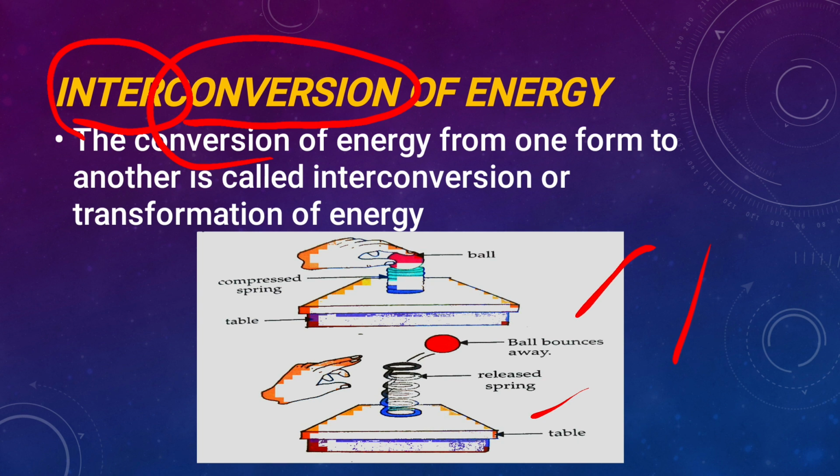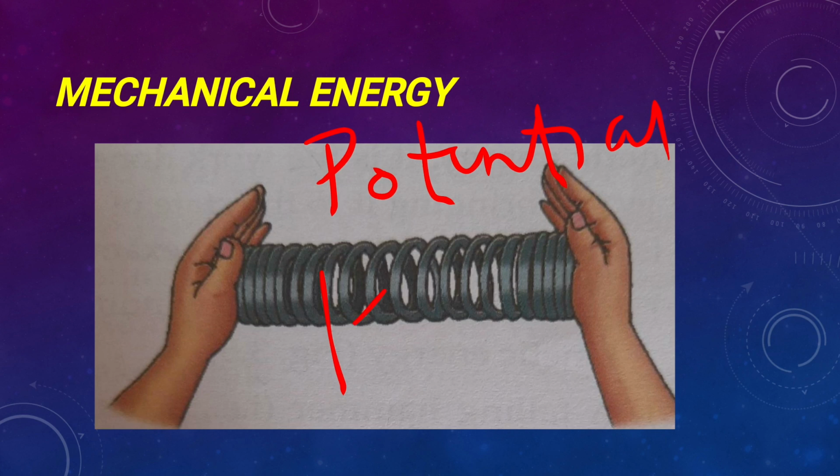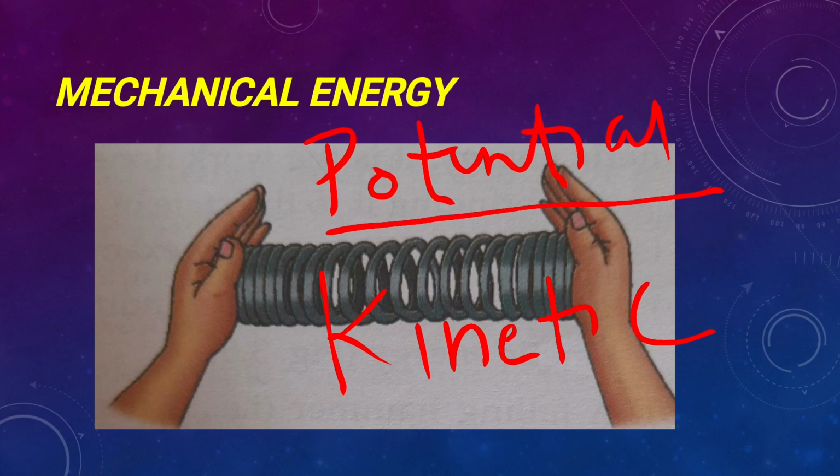Once again, let's see. Mechanical energy consists of two things: potential and kinetic. So potential means position. Configuration means the shape or size of the body changes and a certain amount of energy is released or stored in that body, then we call it potential energy.